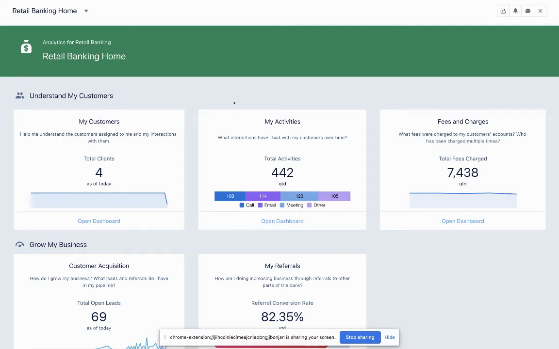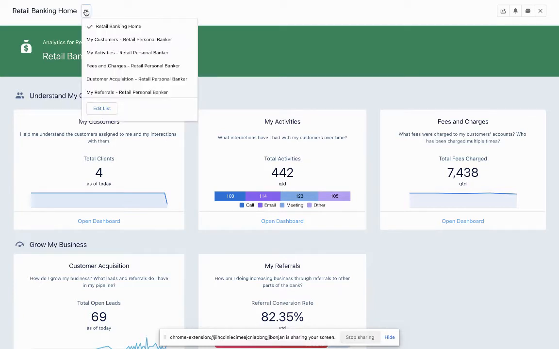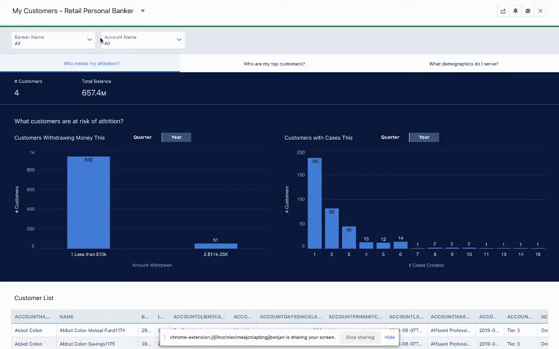Tableau CRM for Financial Services Cloud in Salesforce gives us two domains that we want to measure within the retail banking sector of financial services. We want to understand our customer. We want to understand who they are, what they're buying, my activities with them, and the fees and charges that are associated with them. So let's take a quick look at what those metrics have to show us.